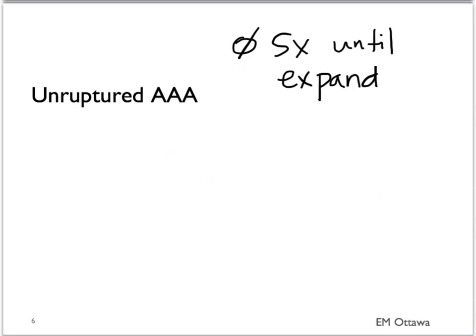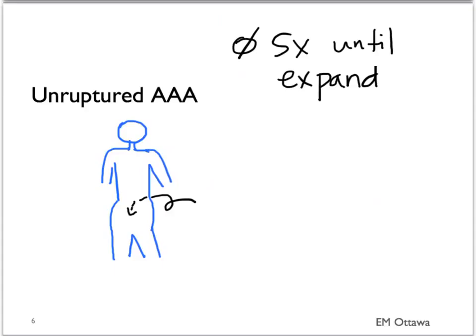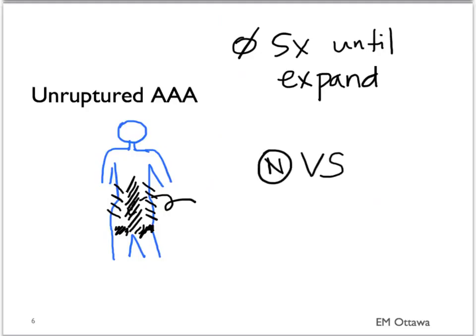Unruptured AAA is usually asymptomatic until they expand. When they do, the patient usually complains of pain. It's usually in their back, flank, abdomen, and sometimes radiates to the groin. On examination, the patient's vital signs should be normal. You might be able to palpate a pulsatile mass in the abdomen.